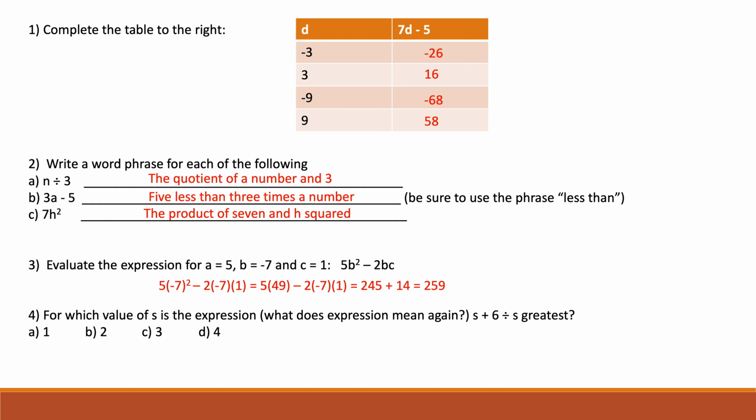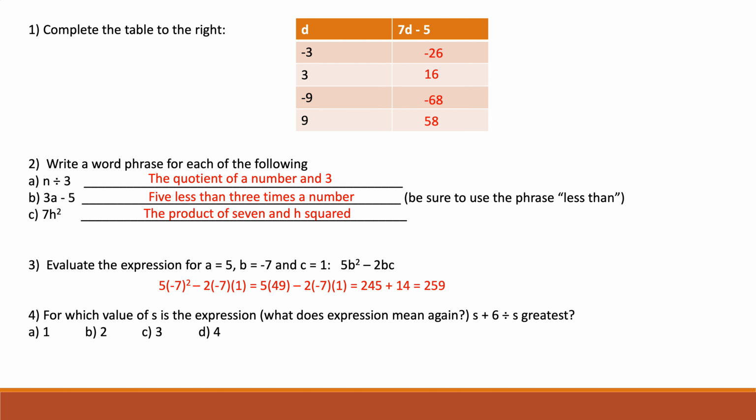Type that into the calculator and it'll kick you out 259. But remember, by the order of operations, we have to do the exponent first. That's (-7) squared, which is 49. Then minus 2 times -7 times 1. I'll do the multiplication there: 5 times 49 is 245, and -2 times -7 times 1 is 14. Adding them up, I get 259.